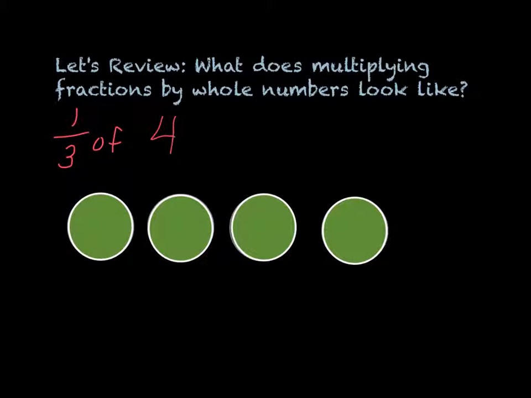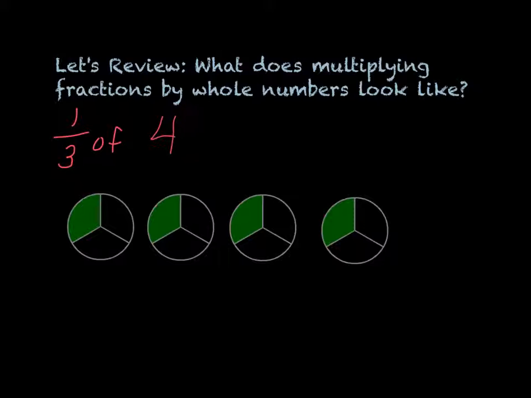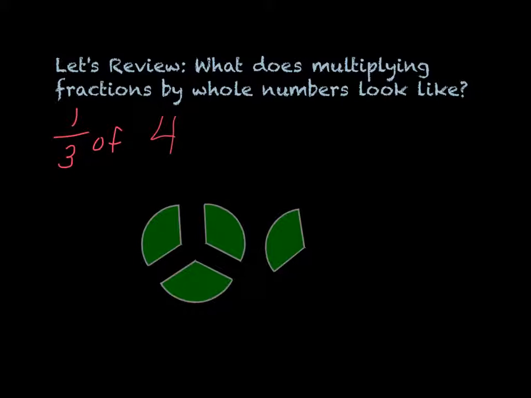So in order to do that, we would shade in only 1/3 of each of these 4 circles. If we combine those thirds, we will then find our answer. And we would find that 1/3 of 4 actually equals 1 and 1/3.